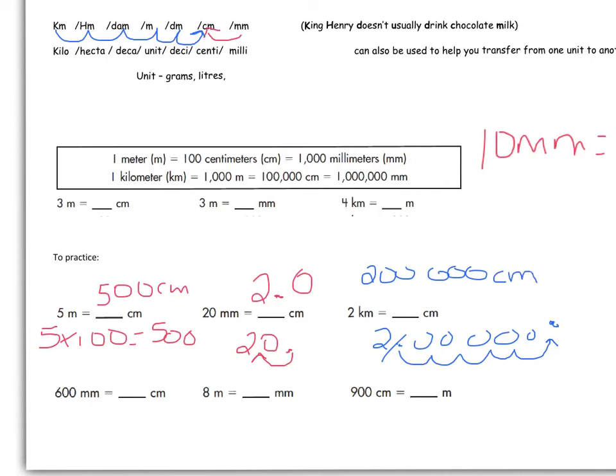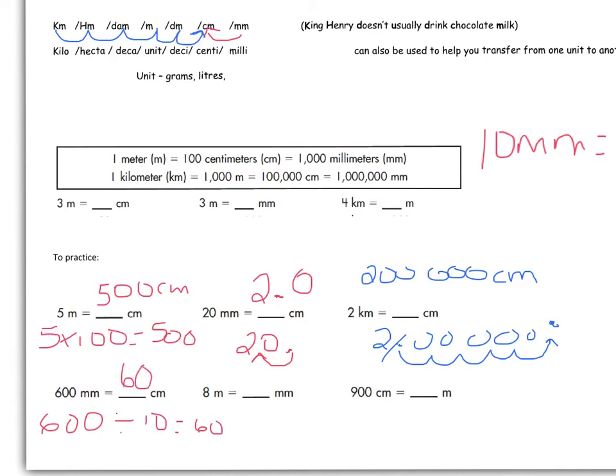All right, let's take a look at the bottom ones. We have millimeters to centimeters. Well, I know that there are 10 millimeters in 1 centimeter, and it's getting smaller now, so I'm actually going to have to divide. So I'm going to go 600 divided by 10, which really means I'm just dropping a 0, so it's 60. So it would be 60 centimeters.